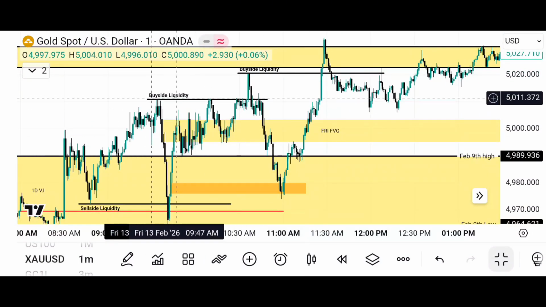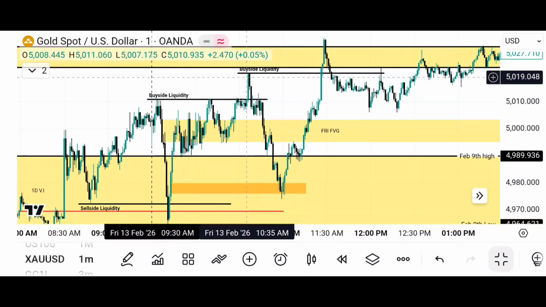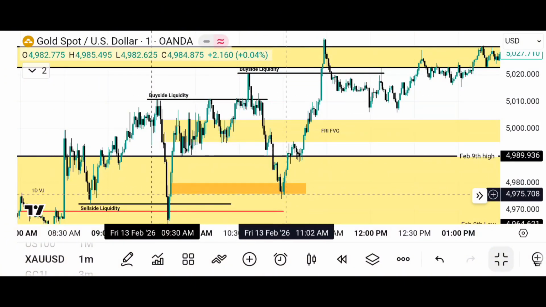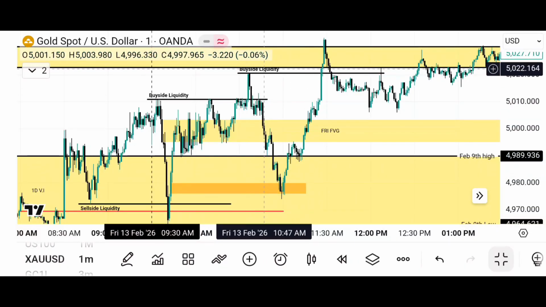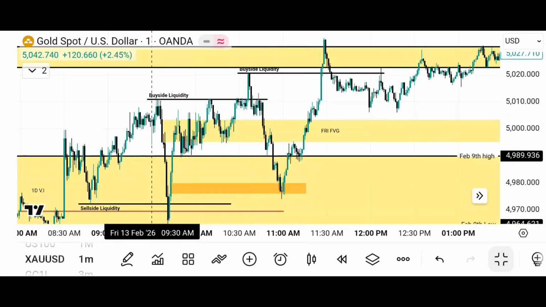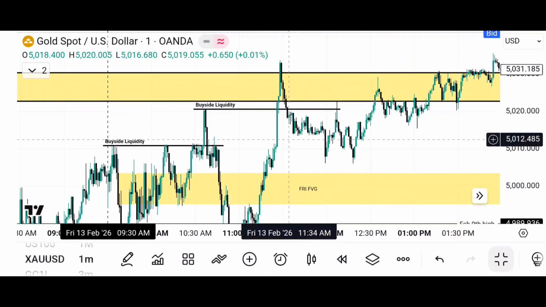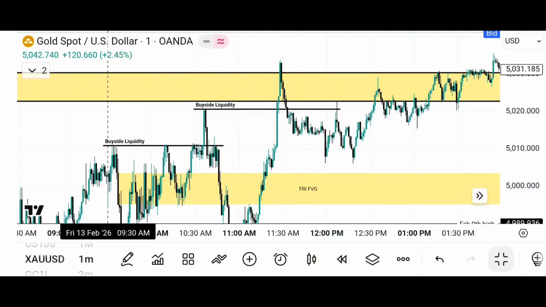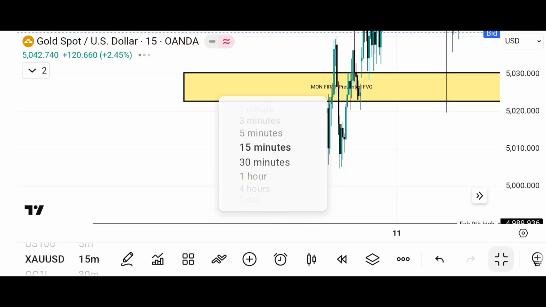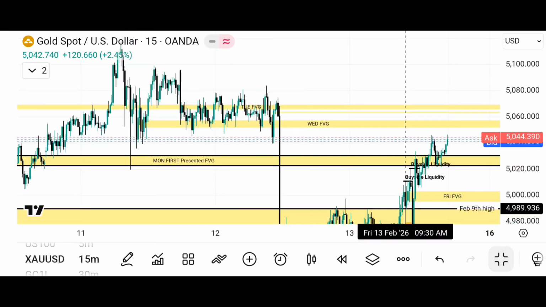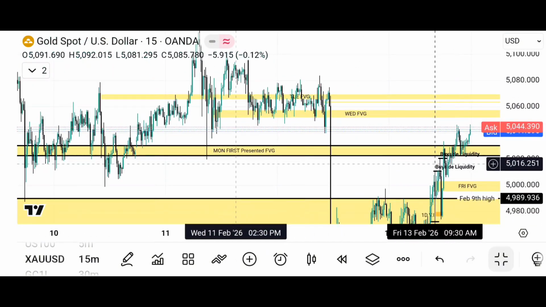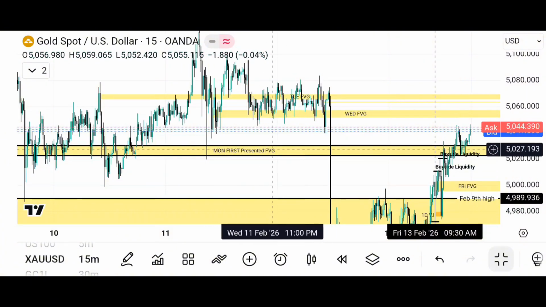Now after price takes out these highs, taking out buy side, it creates a swing high, trades down, comes down into the fair value gap, and then rallies up to take out this high right here, and also trades into Monday's first presented fair value gap, which I would show you on the higher time frame. See, this is it. Monday's first presented fair value gap.